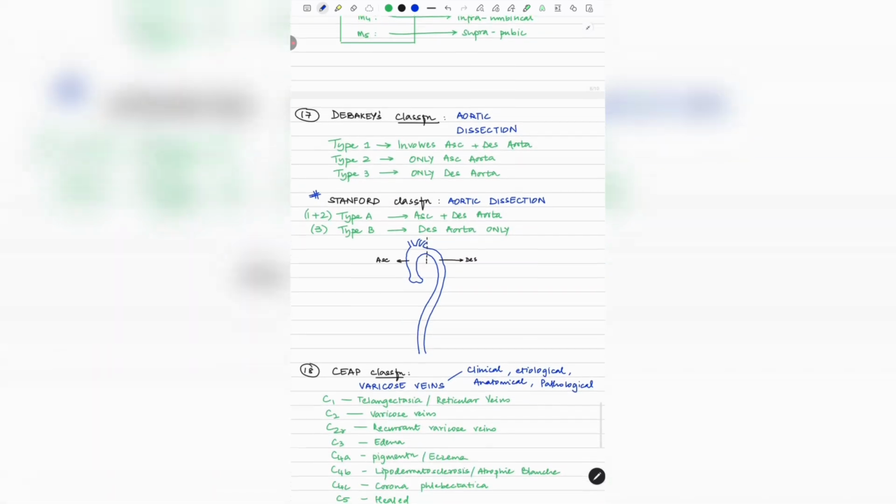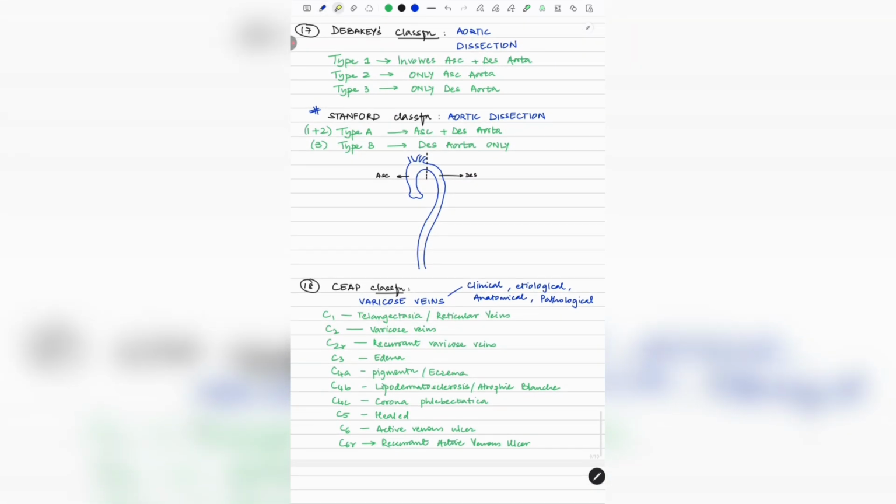Okay, next is DeBakey's classification. Since it is from the pathology classes, very, very important. Aortic dissection. This is the older classification, where type 1 is involving both ascending and descending, type 2 is only ascending, type 3 is only descending. Stanford is the updated classification nowadays, which is used for aortic dissection. What is it? Type A, that is 1 plus 2 of the DeBakey's, ascending plus descending. Type B is 3, that is only descending.